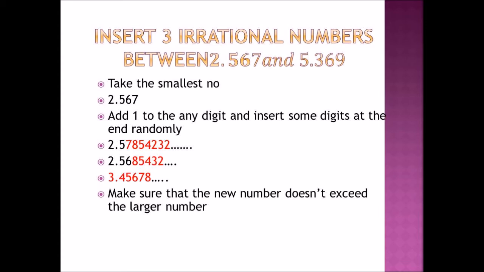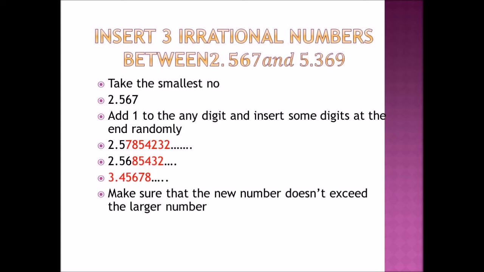and make it non-ending. Here what I do, I just change the 6 to 7, so it is increased. And after that I added some numbers randomly, so it is continuing. So now it becomes an irrational number. And in the second one, I leave the 6 unchanged. I just add 1 to the 7, so it becomes 8.